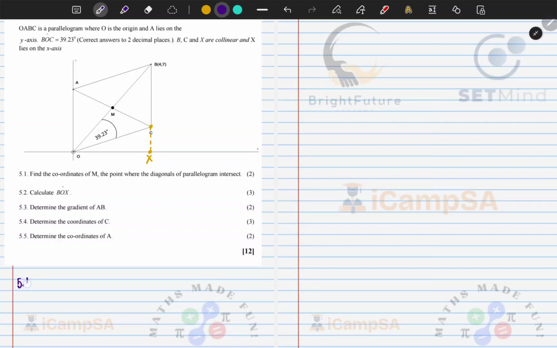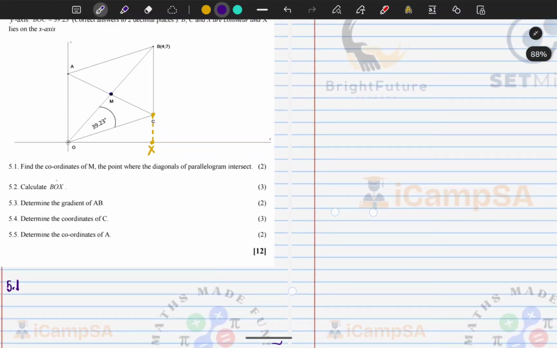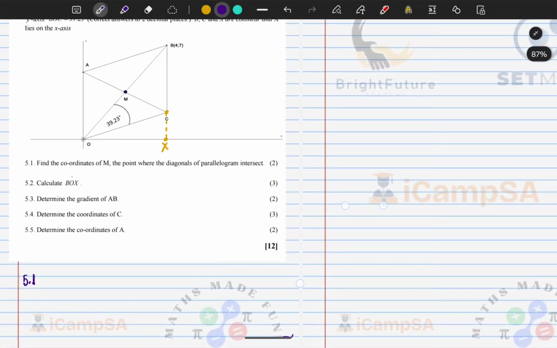So now let's look at 5.1. They are saying find the coordinates of M, the point where the diagonals of the parallelogram intersect. So it's this point, which is the midpoint of OB and the midpoint of AC. Usually on these types of problems, you use what you have.